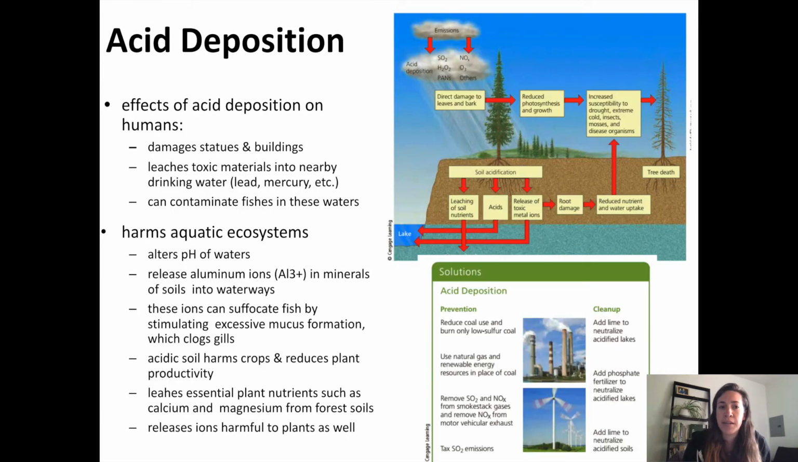So the effects of acid deposition are problematic. On man-made materials, they can damage statues, graves, buildings, because the acid will actually eat away at certain materials, and we'll talk about which materials erode the fastest in our lab. This could leach toxic materials into nearby drinking water, so things like lead and mercury can end up in a reservoir or an aquifer associated with acid rain and deposition. And they can even contaminate fish in this water, which people should not eat if that fish has been exposed to high levels of lead and mercury.